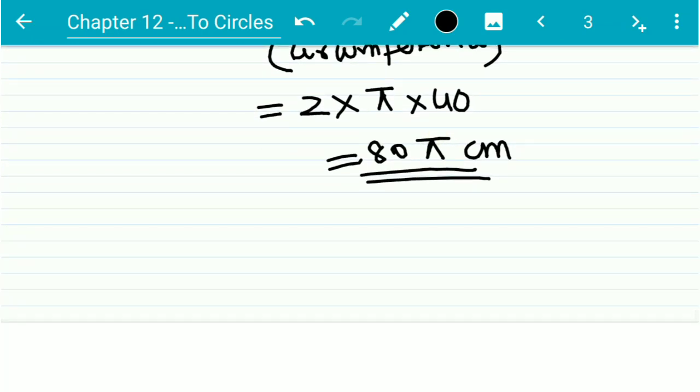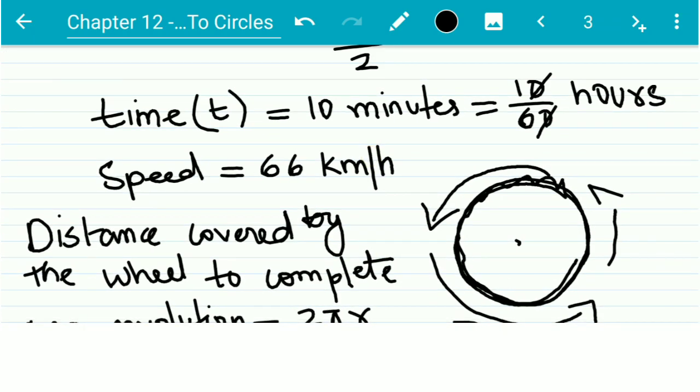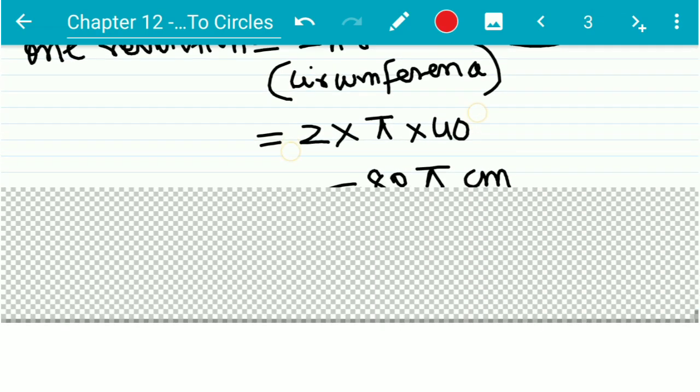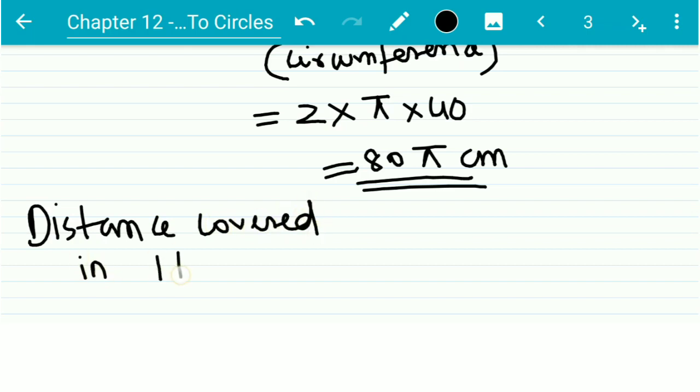Next one. See, what is the speed given in the question? Speed is equal to 66 kilometer per hour. See this, what do you mean by 66 kilometer per hour? It means in 1 hour, it will travel 66 kilometer, right? That's why 66 kilometer per hour. Distance covered in 1 hour is 66 kilometer, right? So, you can write distance covered in 1 hour is equal to 66 kilometer. That's why the speed is 66 kilometer per hour.